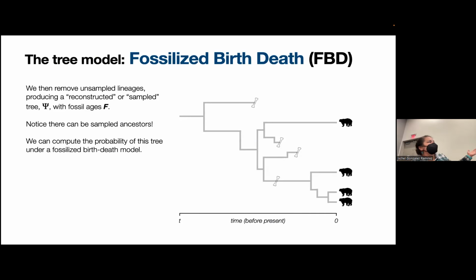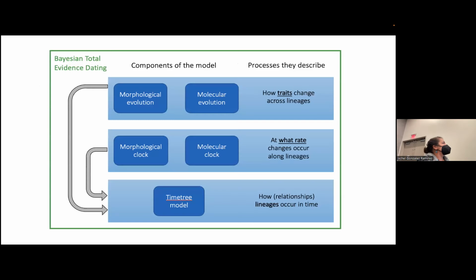So to me, this is a pretty good way to parameterize a pretty descriptive model that has some biological model for the tree, okay? So we went through the 3 components. We use these 3 components in our Bayesian total evidence dating.